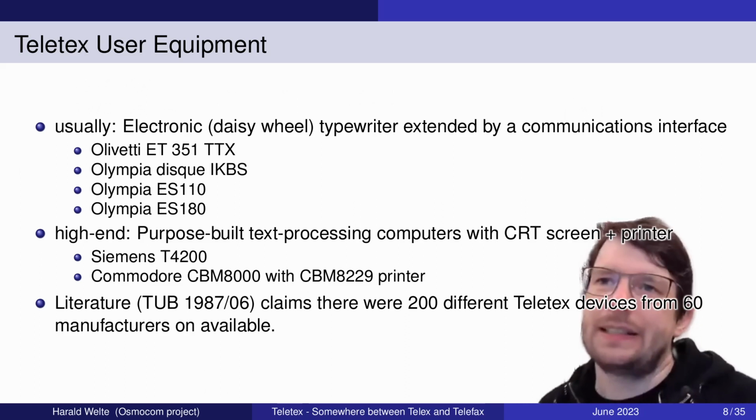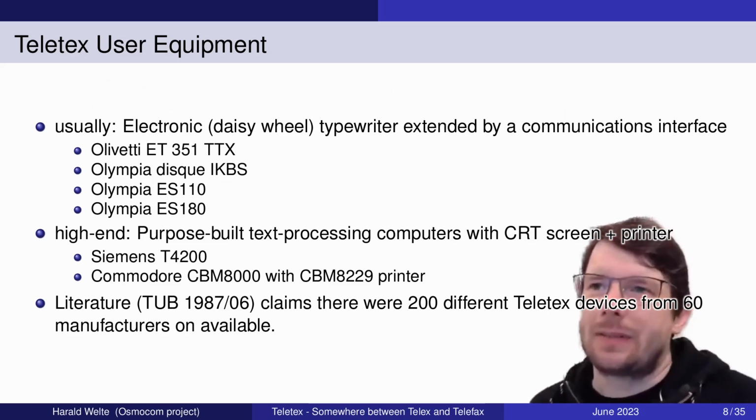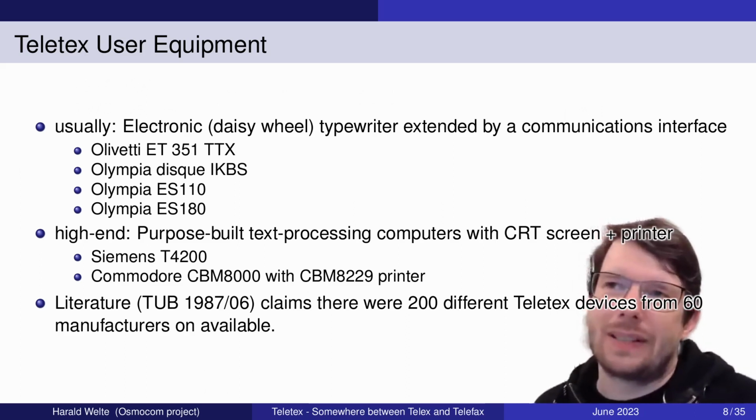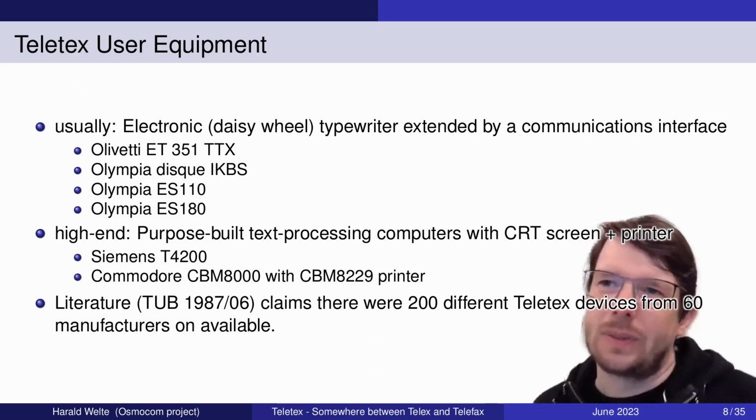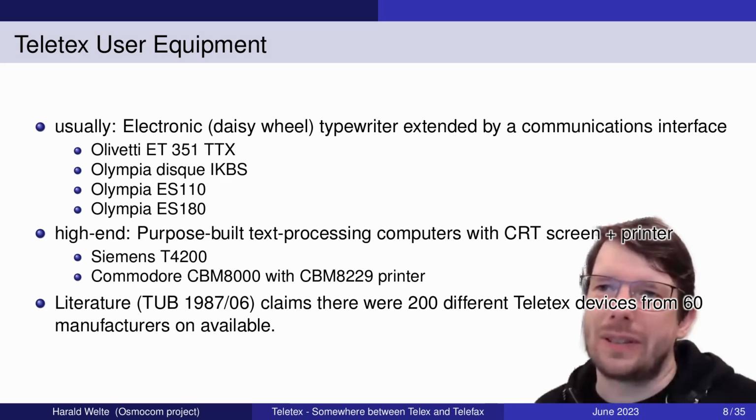At the higher end, there were purpose-built text processing computers. They were not called computers, they were text processing systems that had a CRT screen and a printer of some sort. The most popular one in Germany is the Siemens T4200, but there also was, for example, a Commodore system, and we will see some other pictures.